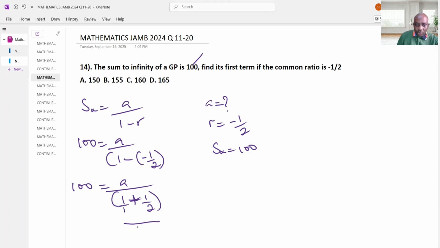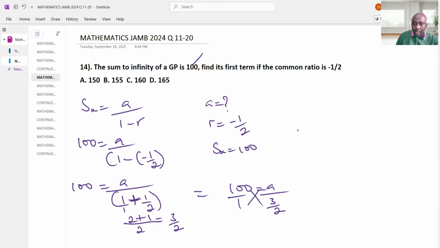LCM of 1 and 2 is what? 2. How many 1 can we see in 2? 2. 2 times 1, 2. How many 2 can we see in 2? 1. 1 times 1, 1. 3 over 2. Let me rewrite it here. We have 100 equals A over 3 over 2.